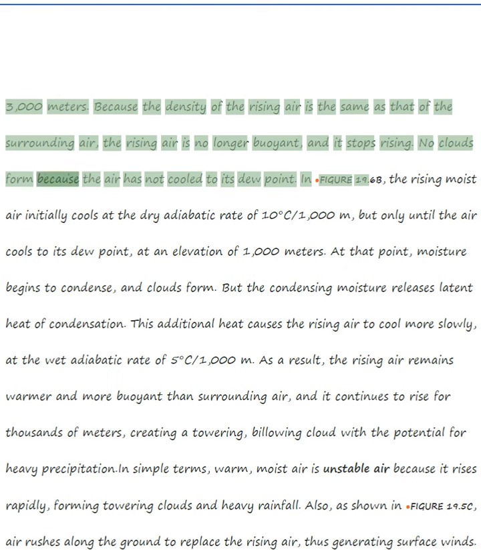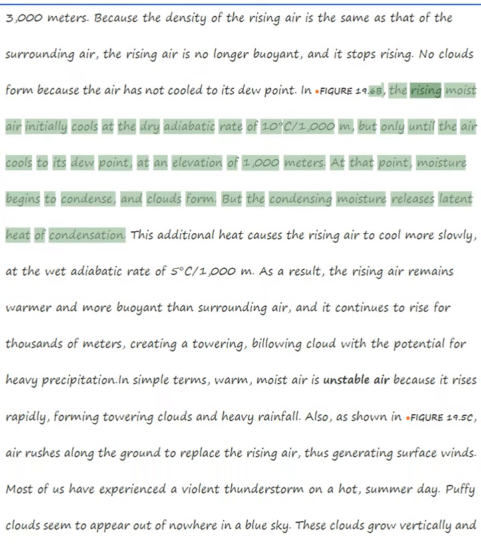No clouds form because the air has not cooled to its dew point. In Figure 19.6b, the rising moist air initially cools at the dry adiabatic rate of 10 degrees Celsius per 1,000 m, but only until the air cools to its dew point at an elevation of 1,000 meters. At that point, moisture begins to condense, and clouds form.